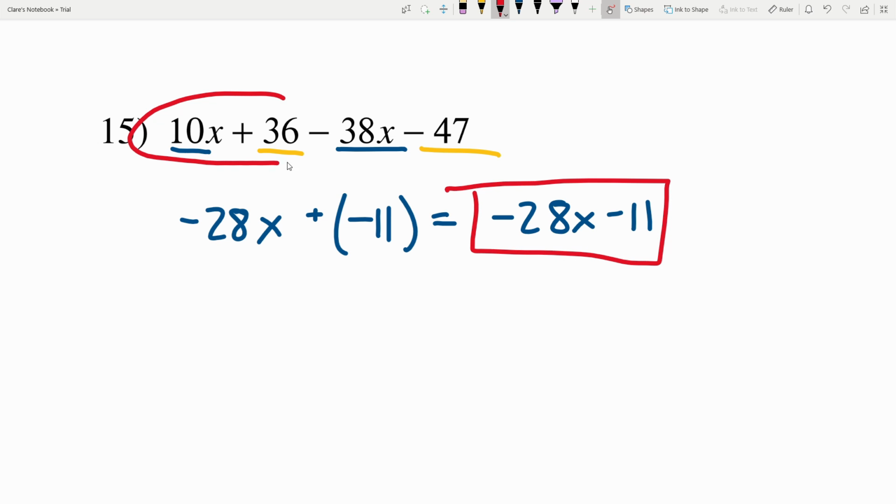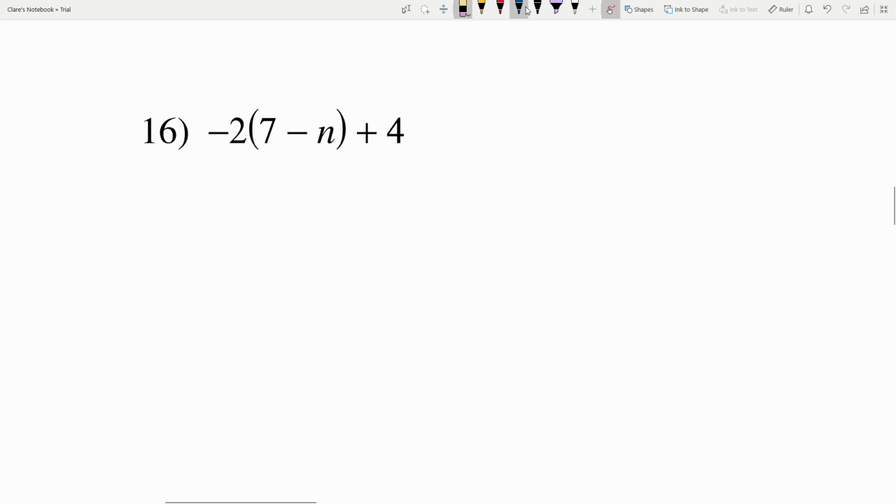So 10x plus 36 minus 38x minus 47 is equivalent to negative 28x minus 11. My answer is just the simplified expression. Now, in number 16, this is the first one in which we're going to have to distribute.